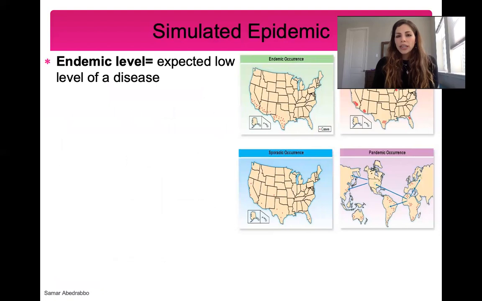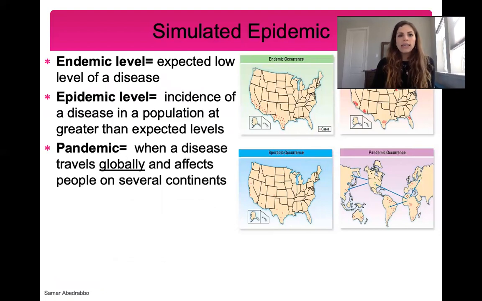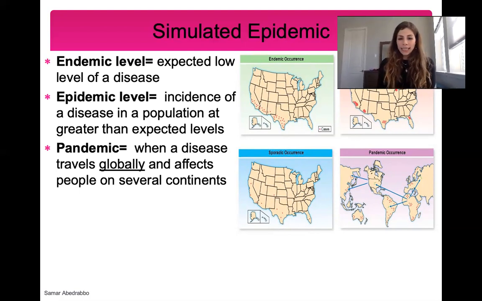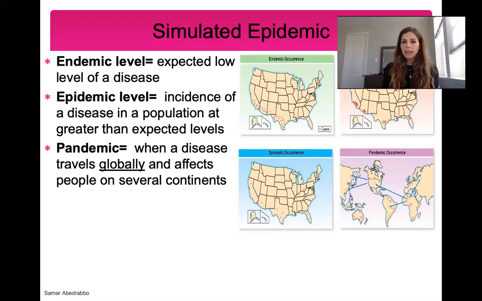We're going to talk about different terms for disease outbreak: endemic, epidemic, and pandemic. Endemic is the expected low level of a disease. If you have a country or a classroom and maybe two or three people have coronavirus, that would be an endemic level. It's just the expected low number of disease. Epidemic is when the incidence goes much higher in a population than expected. Pandemic is when a disease becomes global and affects people on several continents and in several countries.